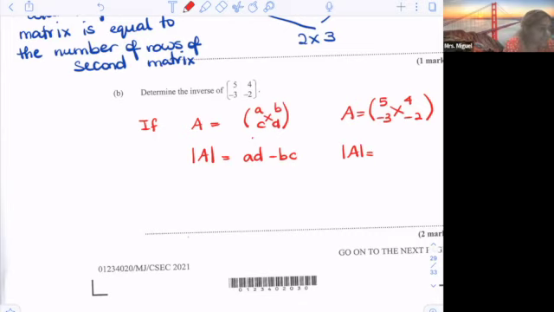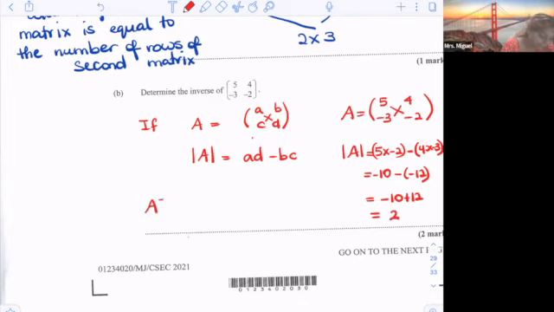Are you all finished? Yeah, miss. So 5 multiplied by -2 is -10. Take away 4 multiplied by -3. So this will give us -12, which is -10 plus 12, which is 2. So the determinant is 2.